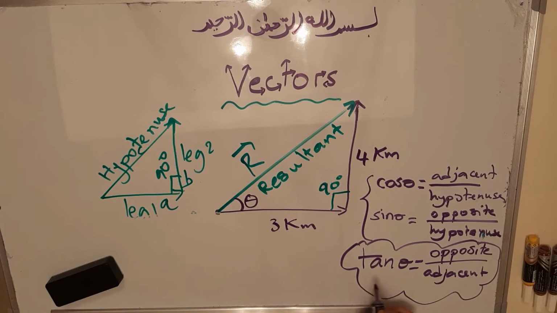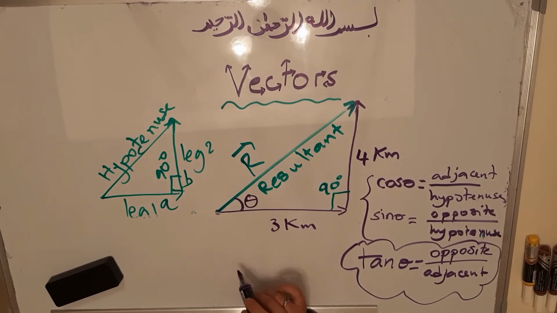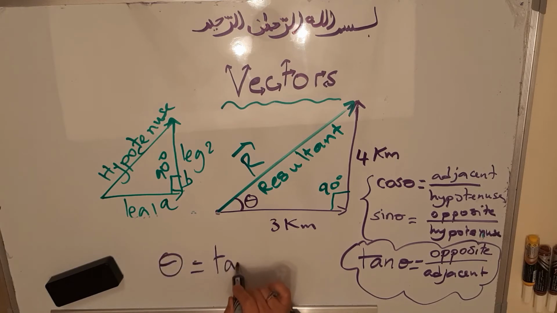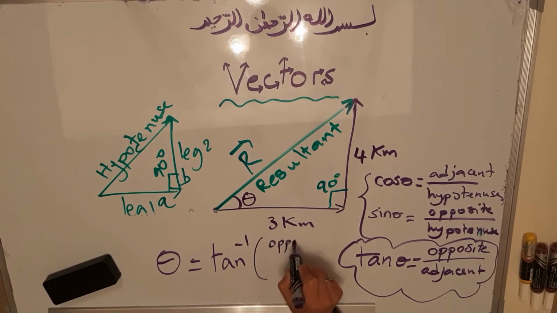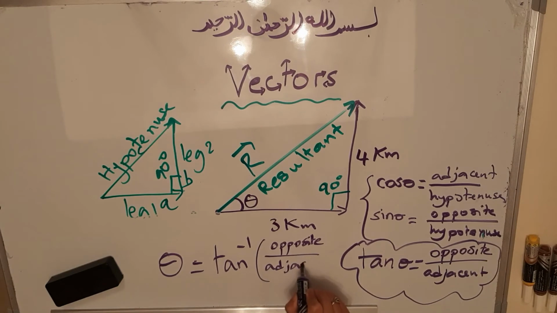And what you're going to use in this lesson when they ask you to determine the direction, they're asking you to get the theta. So what are you going to do? On your calculator, you are going to use tan minus 1, or arctan, the inverse function, of the opposite over the adjacent.